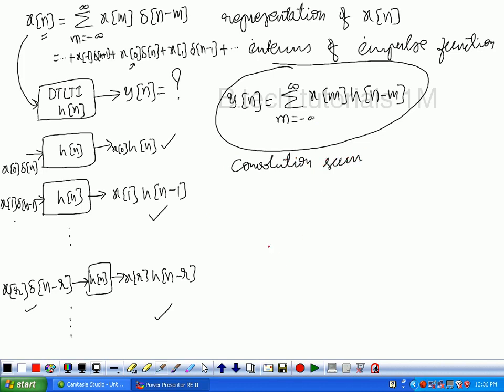I think you might have studied the convolution integral. That is the integral from minus infinity to plus infinity of x of tau h of t minus tau d tau, which is the convolution integral. See, this is similar to this equation. The integration is analogous to summation. Therefore, this particular summation is called the convolution sum, and the other one is the convolution integral.